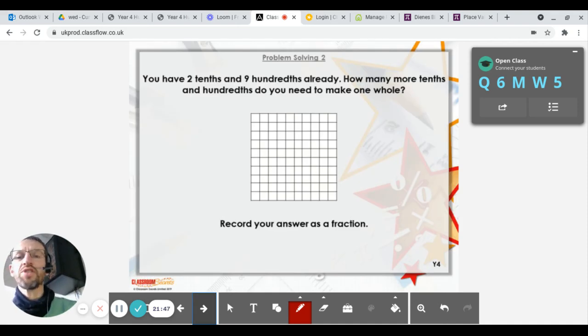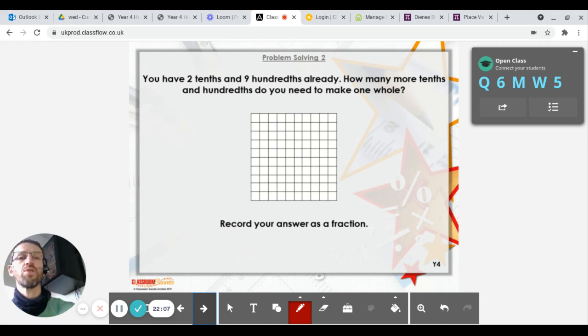Different problem. You have 2/10 and 9/100ths already. How many more tenths and hundredths do you need to make a whole one? Record your answer as a fraction. You have 2/10 and 9/100ths already. How many more tenths and hundredths do you need to make a whole one? Well, I could show this on here. It would help me. 2/10 and 9/100ths.